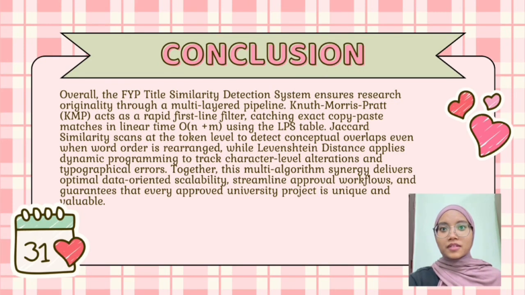To conclude my part of the presentation, the FYP title similarity detection system proved that a multi-layer algorithmic approach is highly effective. KMP rapidly blocks exact word-for-word copies, Jaccard similarity captures rearranged concept keywords, and Levenshtein distance ensures that minor character edits or typographical errors cannot bypass the system. This synergy provides excellent data scalability, a streamlined approval flow for lecturers, and ensures that every approved FYP is truly unique and innovative.